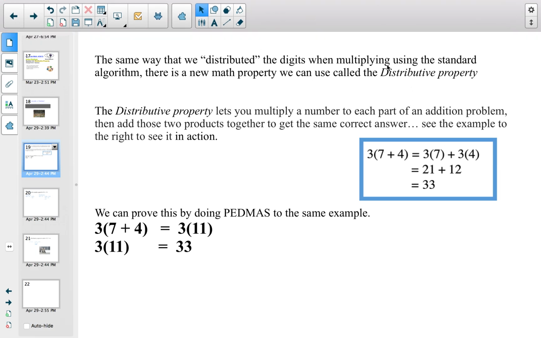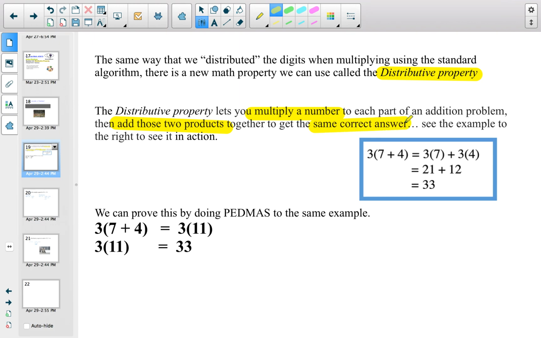Okay? Well, if you think about it, when we were distributing digits when doing the standard algorithm with multiplication, we're kind of breaking a number up and multiplying it to each part. And that is kind of what the distributive property is. So the distributive property lets you multiply a number to each part of an addition problem. Then you add those two products up, and that will give you the correct answer.